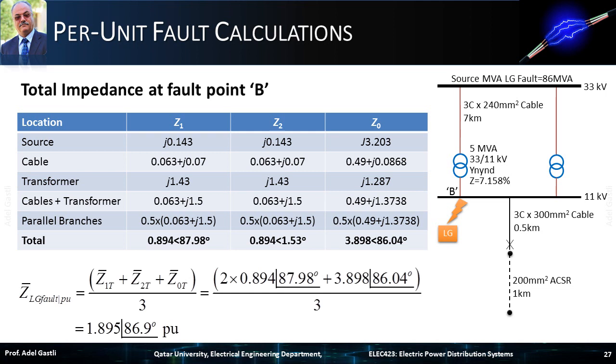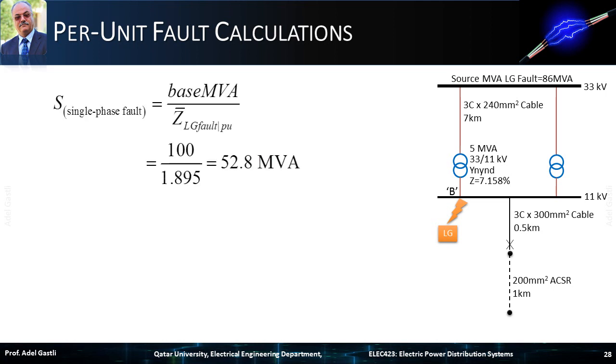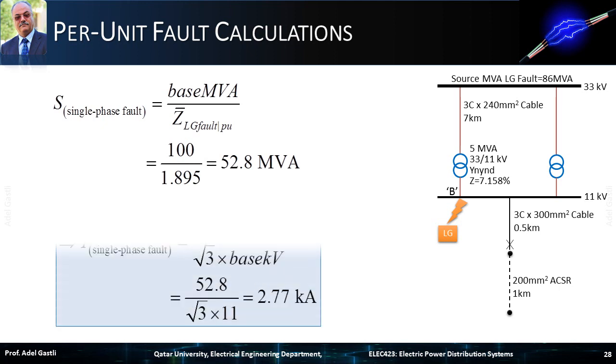After calculating the total impedance for each sequence, we can calculate the total equivalent line to ground fault impedance, using the previously demonstrated formula as shown here. Now, we can calculate the total line to ground fault MVA at point B, using this equation. And the corresponding total line to ground fault current is finally calculated using this equation.